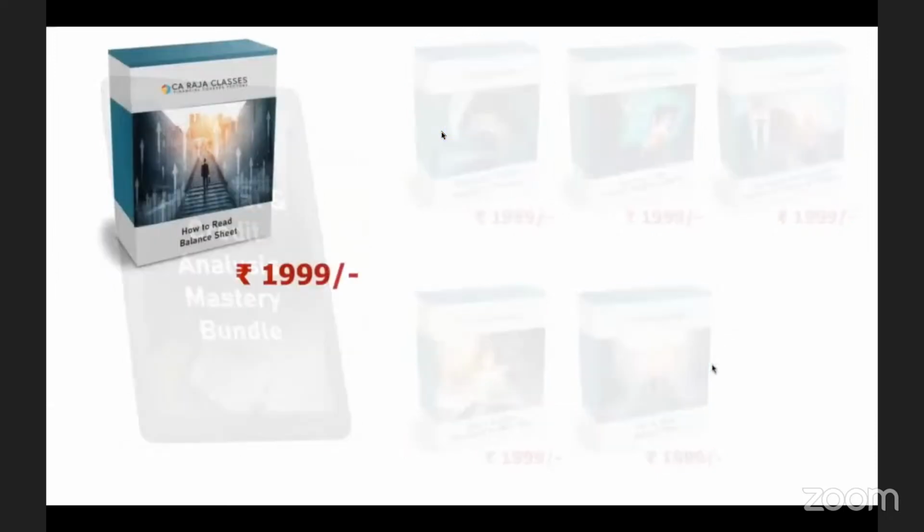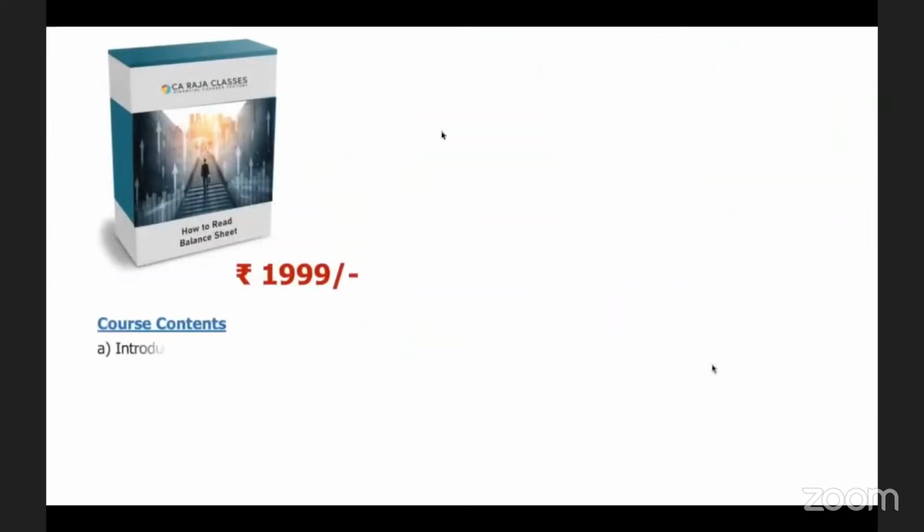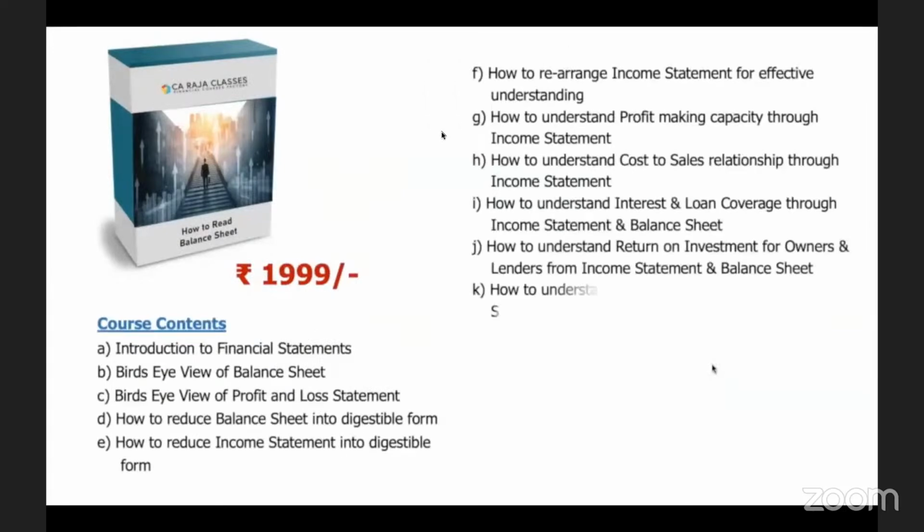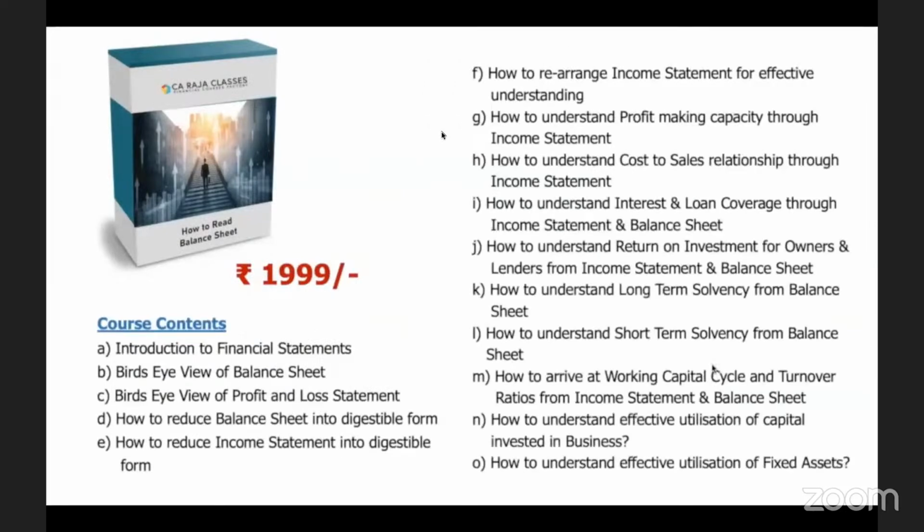Then we have course number 5, how to read balance sheet. In this course, I have picked up a real life balance sheet from the stock exchange and I have explained the in and out of the balance sheet reading process. By taking this course, you will develop confidence in reading balance sheets.